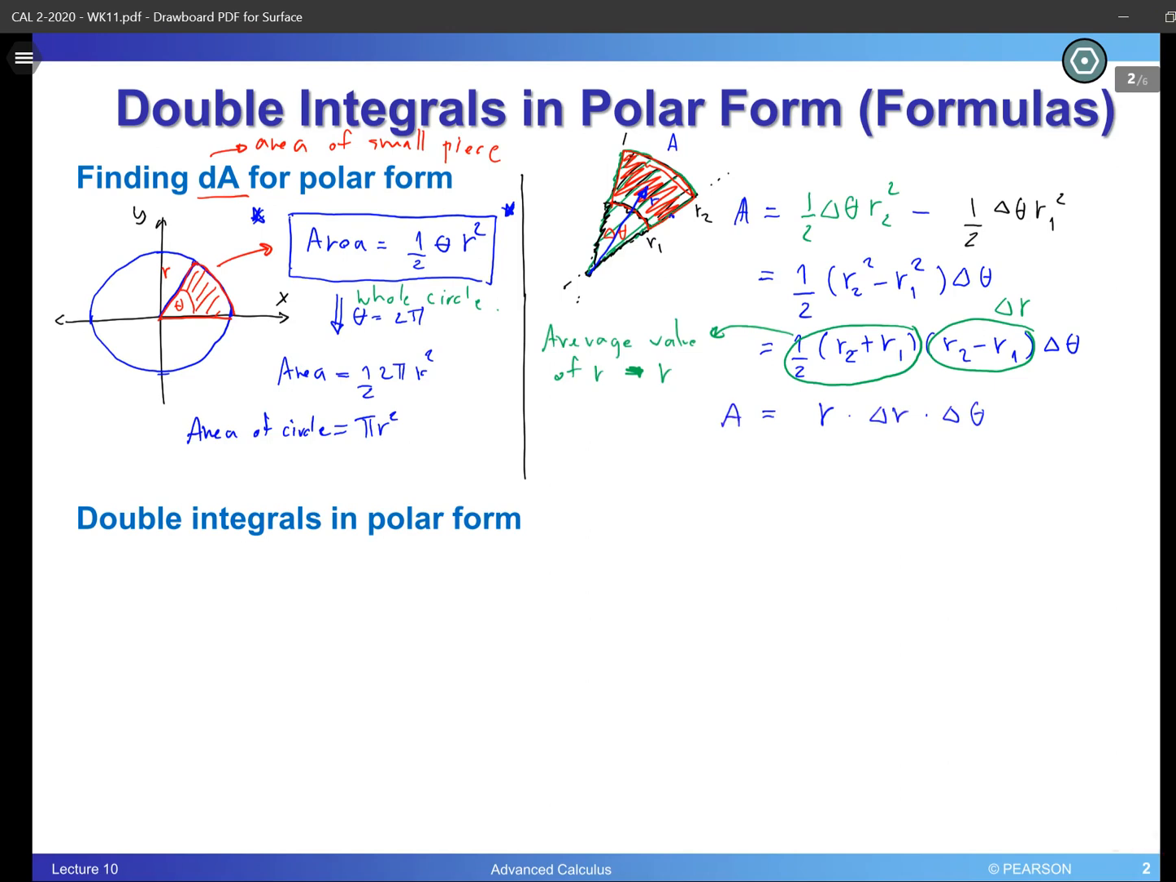Okay, and now we want to make this piece very, very small. So this A is going to become differential area. So what's going to happen? This is going to become differential area. r stays the same, just a very small r. This delta r is going to become dr. And this delta theta is going to become d theta. And there you go, we have this. Differential area dA for a double integral in polar form has to be equal to r dr d theta.